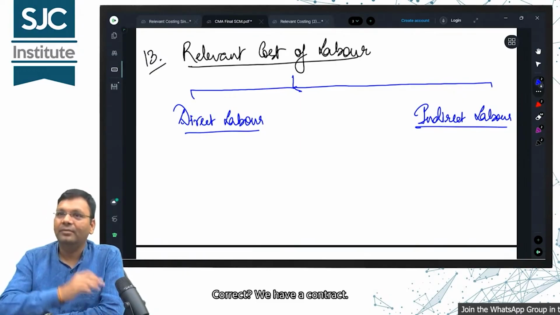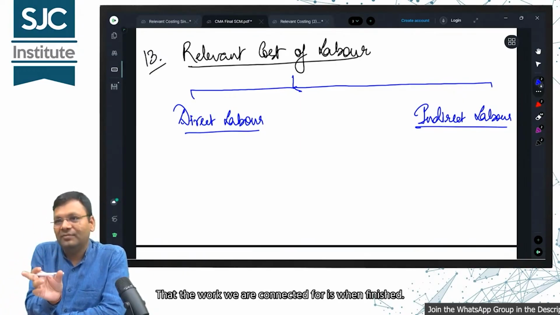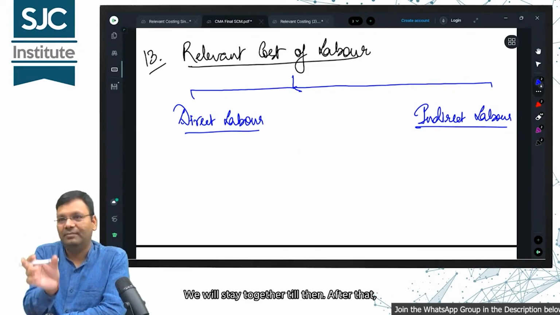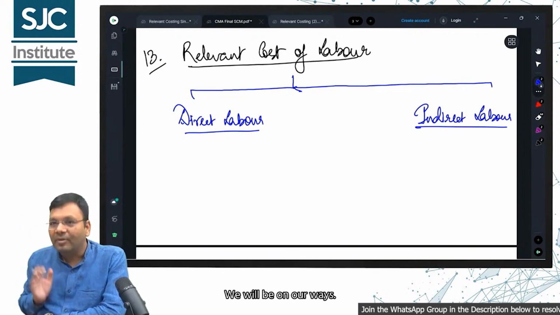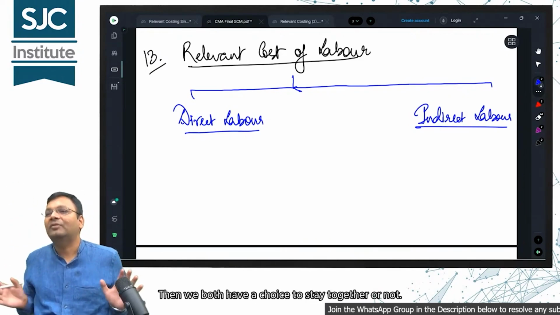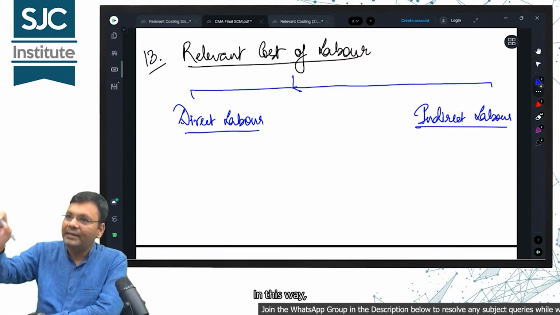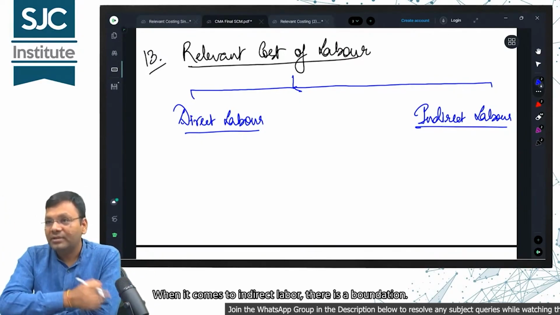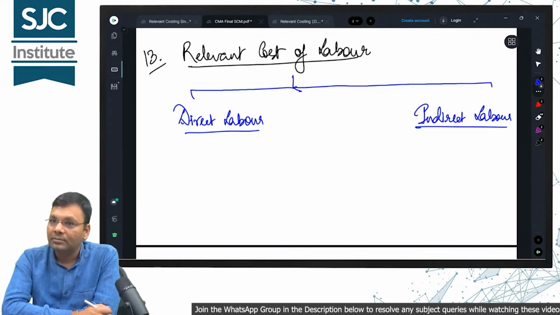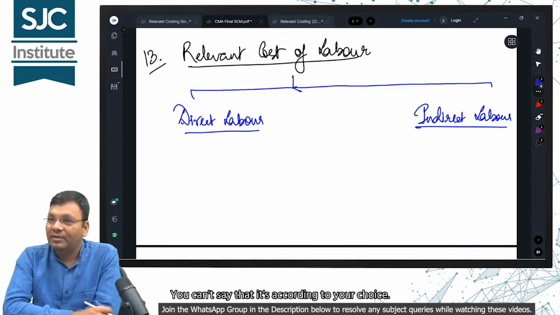Correct? We have a contract that the work we are connected for, when finished, we will stay together till then. After that, we will be on our ways. Then we both have a choice to stay together or not. Okay? There is no foundation. In this way, when it comes to indirect labor, there is foundation. You can't say that it's according to your choice.